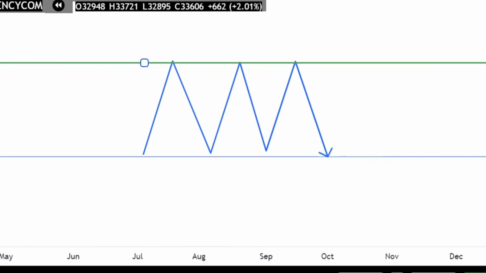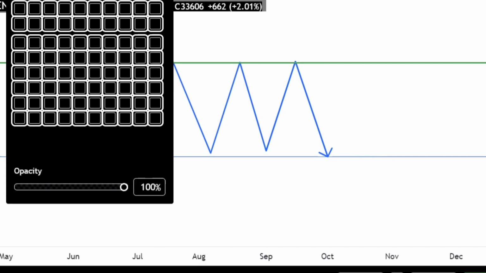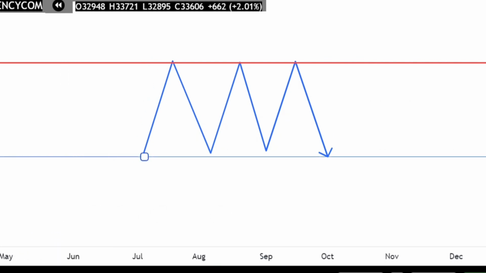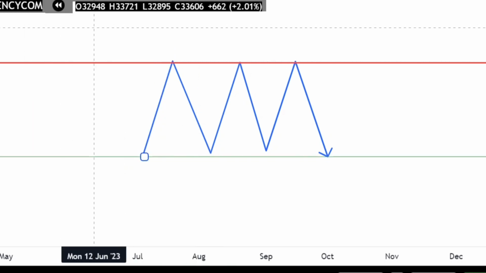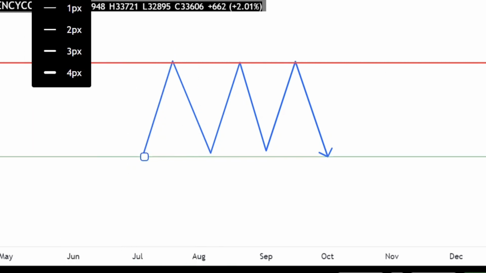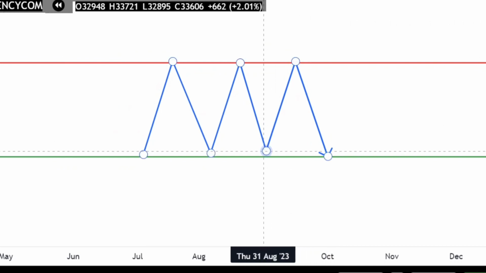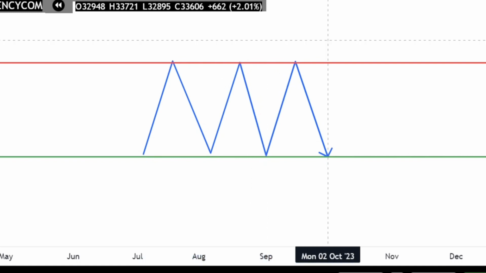We are going to make this red because this is a resistance. Resistance is represented by red, and support is represented by green. So we make this green like this, and then we make the size bigger so that we can have it clear. So traders, a type of market like this is one of the components of the forex market.